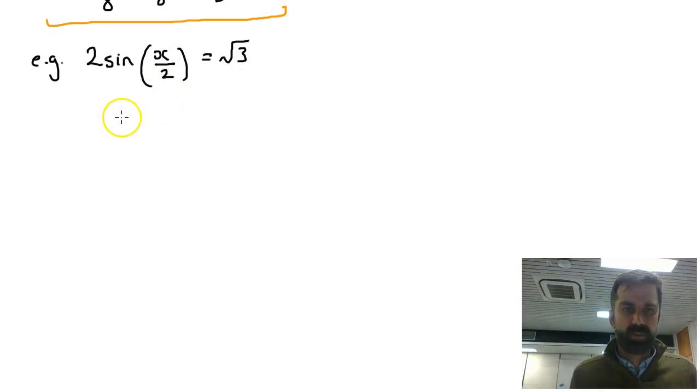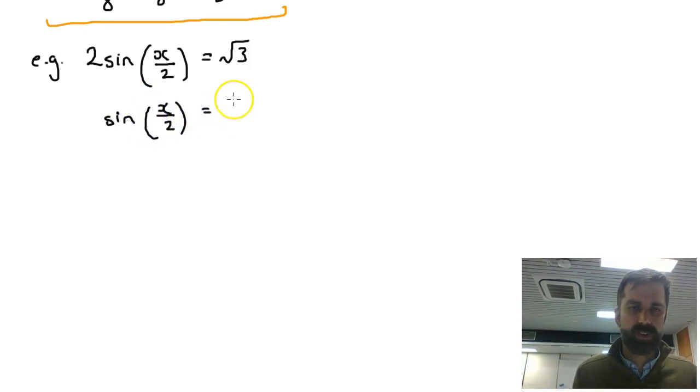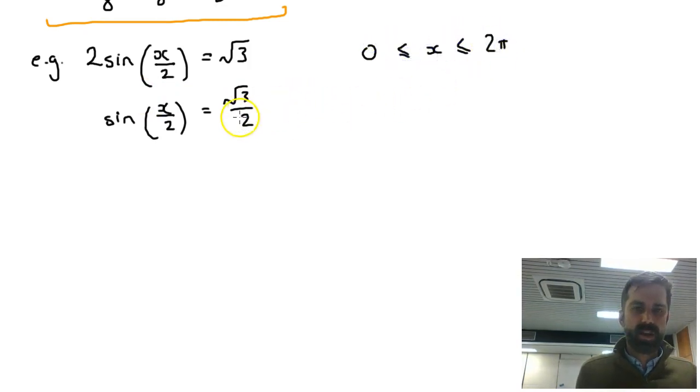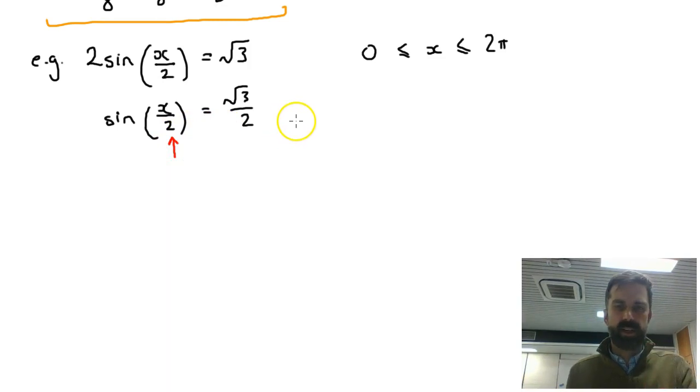First thing I'm going to do is what I did earlier, and I'm going to rearrange it so that the trig function is actually by itself on the left. So I'm just going to divide both sides by 2. Oh, and as usual, x is somewhere between 0 and 2 pi. But now I'm in a bit of a different scenario because I've got x over 2. So I need to do the same thing.